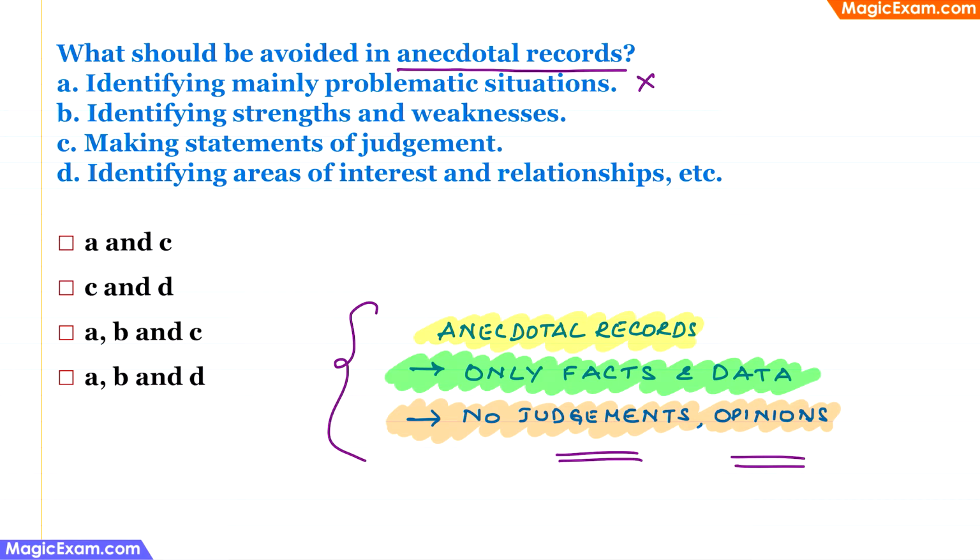Identifying strengths and weaknesses. This is a fact, and this should be there in anecdotal records, because if you are saying that a child is good in maths or a child is good in sports, that is a fact. Therefore, this should be there. Next, making statements of judgment. As I have clearly mentioned, there should not be any judgments in anecdotal records. Therefore, this should not be there. And identifying areas of interest and relationships. Now, areas of interest and relationships are facts, right? Therefore, this should be there because these are facts. Now, since B and D should be there in anecdotal records and A and C should not be there, we have been asked to identify what should be avoided. Therefore, avoid A and C in anecdotal records.